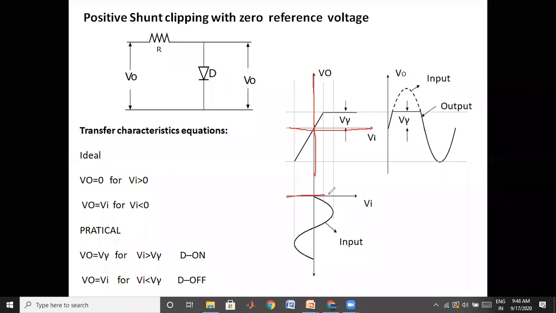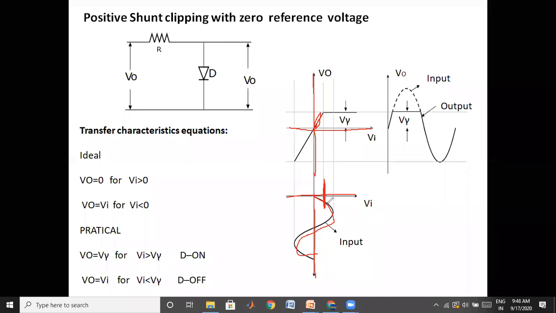Okay, similarly, this is our x-axis and this is our y-axis. We have drawn our input waveform. As the input is increasing up to the cut-in voltage, this may be our cut-in voltage, I have drawn the line. Up to this point, our output also increases because our diode is in off state.